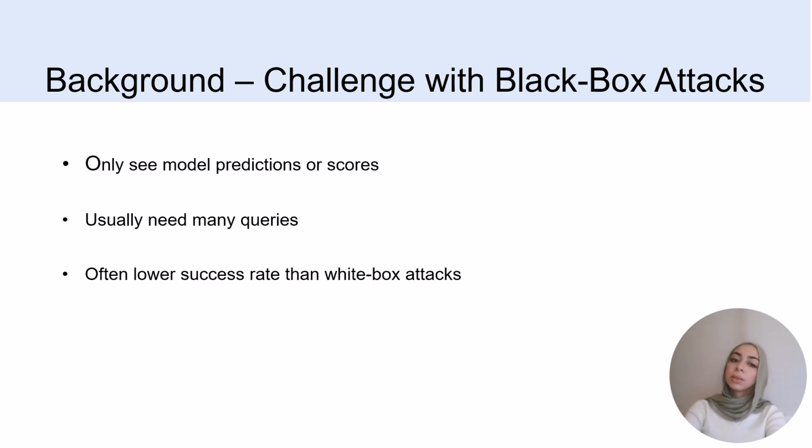Now we're going to move on to the challenges with black box attacks. Black box attacks face some unique challenges since they don't use gradients or internal parameters. They rely on just the output, which is the prediction scores, as we mentioned earlier. Because of this, black box methods often need a large number of queries to succeed, and they tend to be less effective than white box methods. This is the main problem Square Attack aims to solve, which is being efficient and effective despite being a black box.